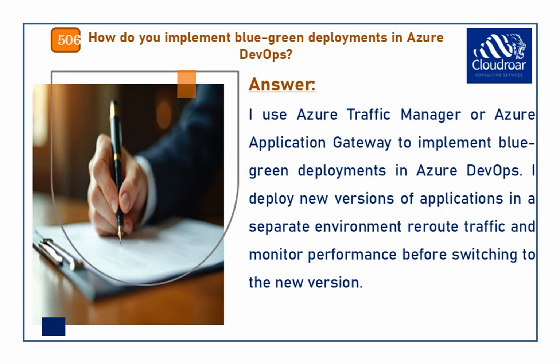Question 506. How do you implement blue-green deployments in Azure DevOps? I use Azure Traffic Manager or Azure Application Gateway to implement blue-green deployments in Azure DevOps. I deploy new versions of applications in a separate environment, reroute traffic, and monitor performance before switching to the new version.